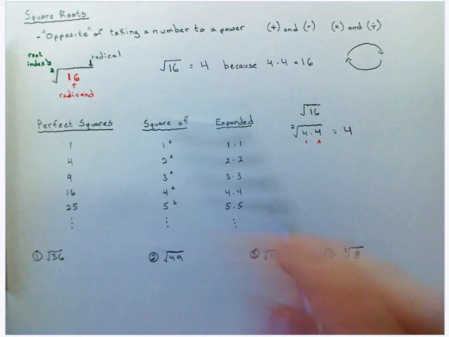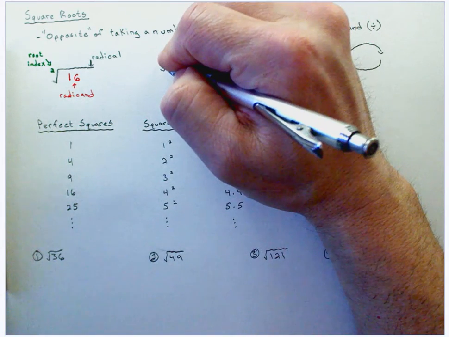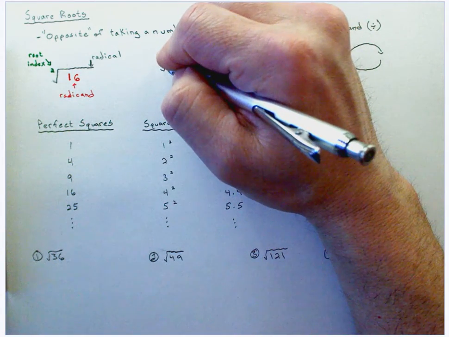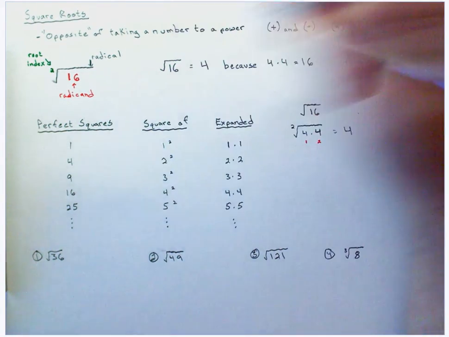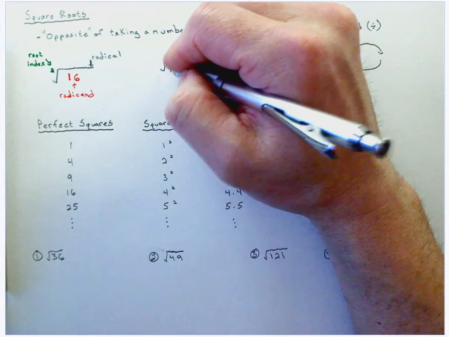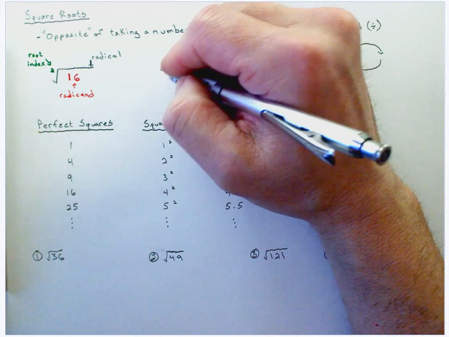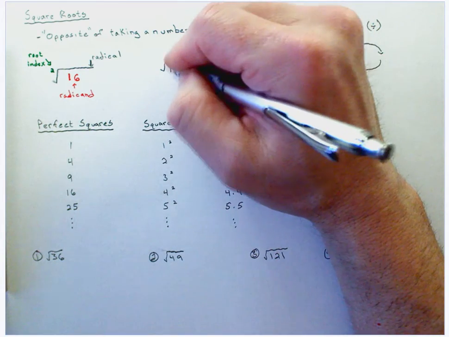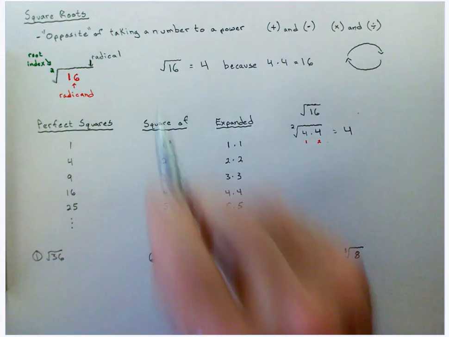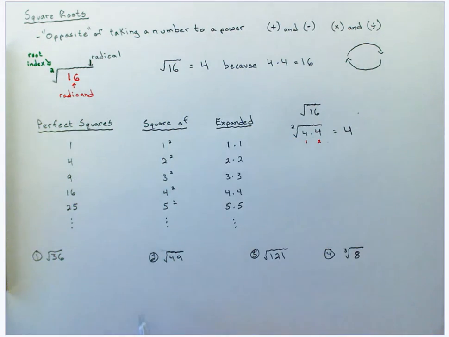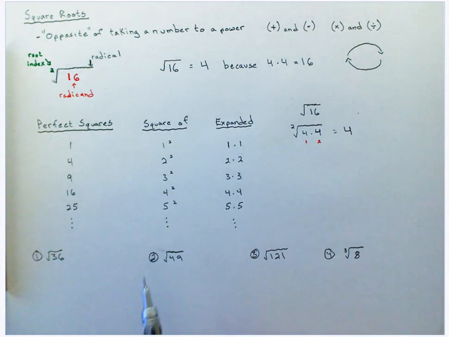For square roots, what we need to understand is that there's always an understood 2 here if there's nothing written. Just this radical right here means that this is a square root symbol. Just the radical written without a root index, there's an understood 2 there. And the square root of 16 equals 4 because 4 times 4 equals 16.